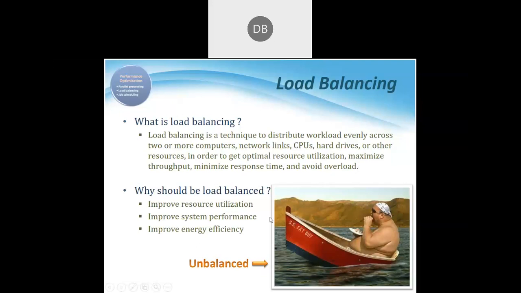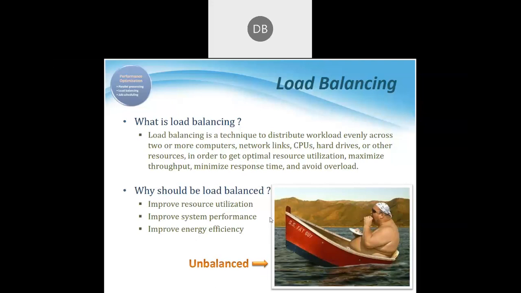So what load balancing does is that it continuously checks the different types of resources. What are resources? Load balancing is a technique to distribute the workload evenly across 2 or more computers, network links, CPU, hard drives, and other resources, in order to get optimal resource utilization, maximum throughput, minimize response time, and avoid overload. So if you want to get 100% optimal utilization of resources, maximize your throughput, minimize your response time, that is, maximization and minimization means optimization, and if you want to avoid overloading of your server, then load balancing is the right option.